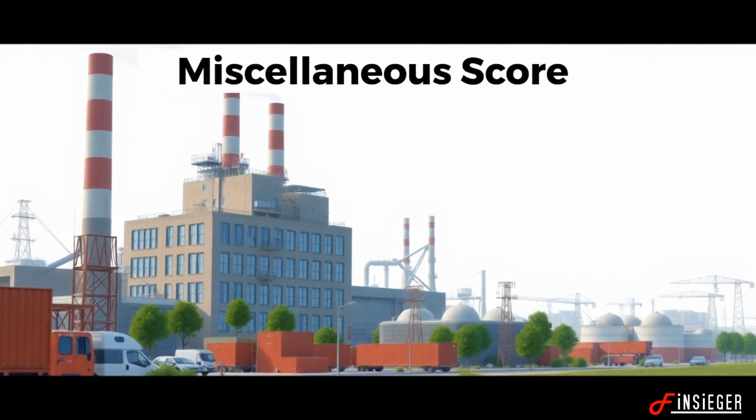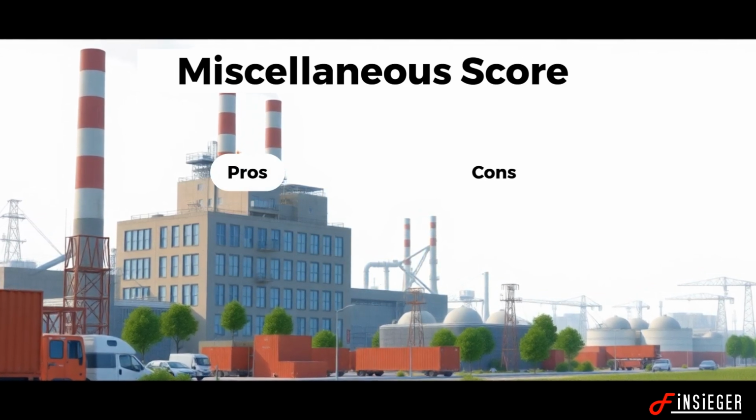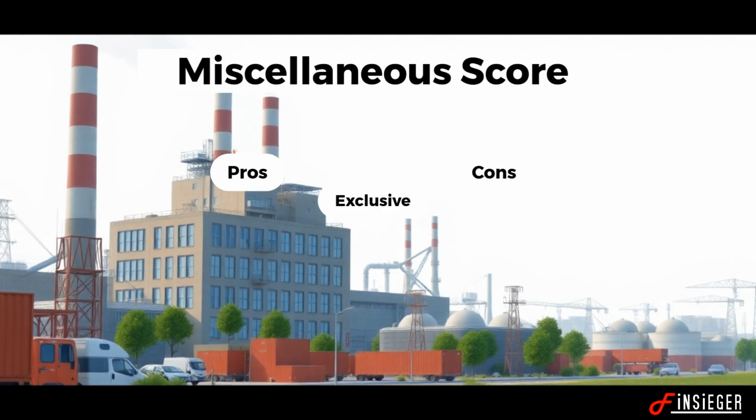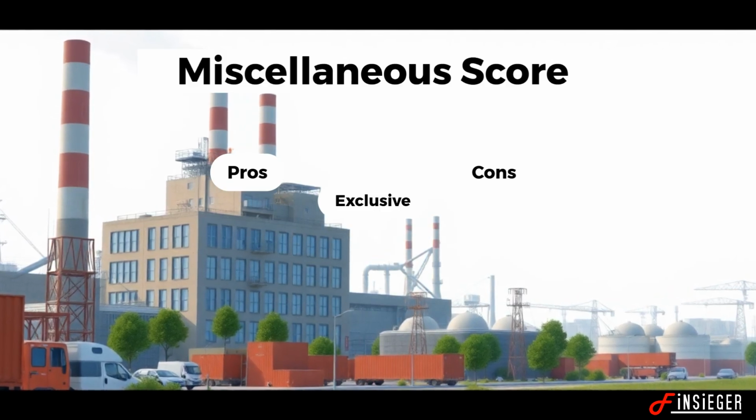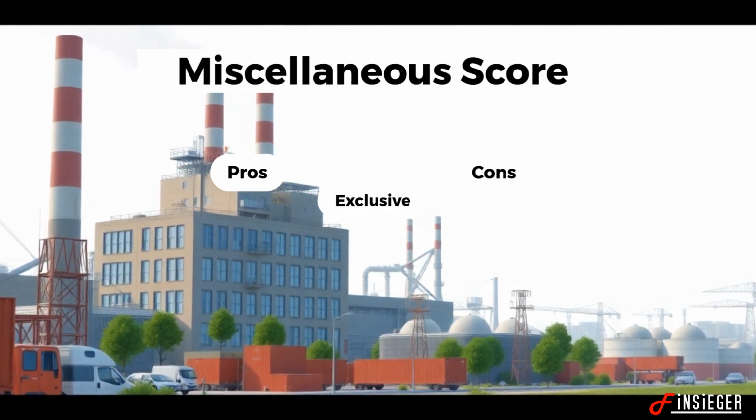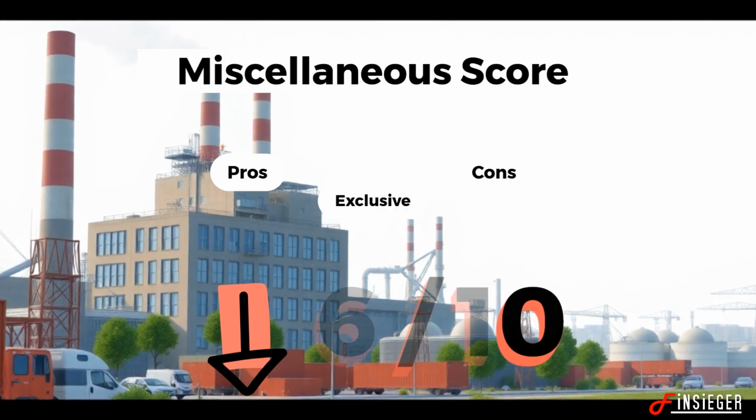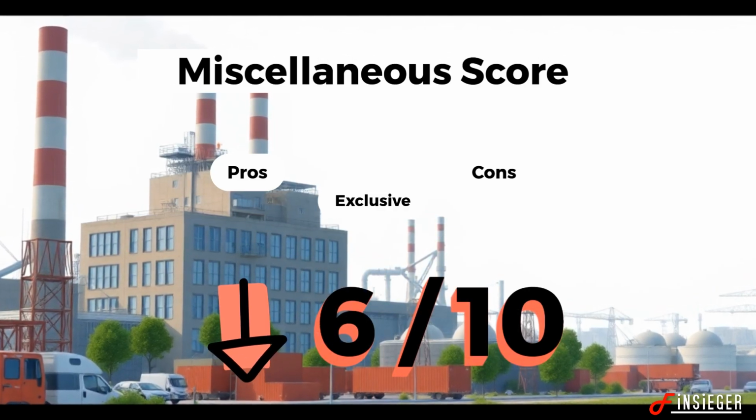In miscellaneous score, we will be looking for other pros and cons of the company which are probably not covered in any other points. These could be company or industry specific. A score lower than 6 is a sign of trouble.